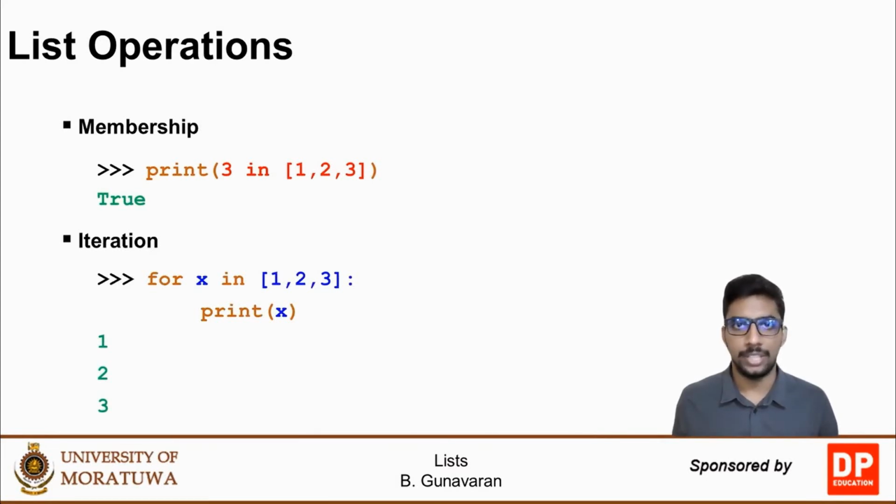The final operation we are going to discuss is iteration. Iteration means going through the list one element at a time. The code says, for x in [1, 2, 3], print x. How it works is, the first element in the list, which is 1 in this example, will be assigned to the variable x. Then the print statement will be executed. After that, the second value in the list, which is 2, will be assigned to the variable x. The print statement will be executed again. This pattern continues until the last element in the list. It might be a little confusing at this point, but do not worry, you will learn a lot about iteration in the next lesson.